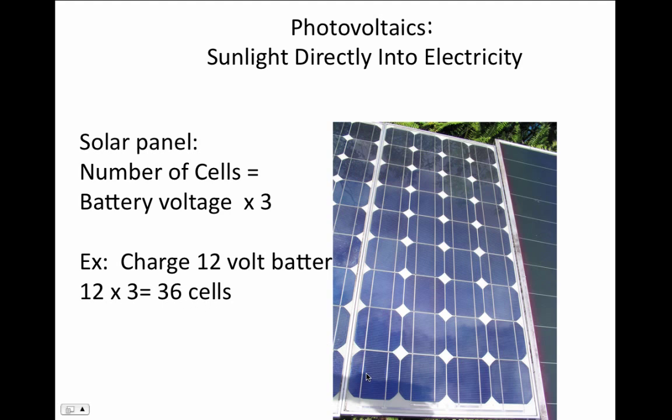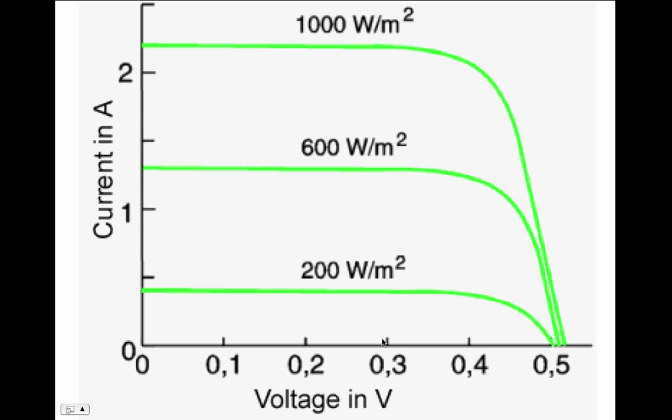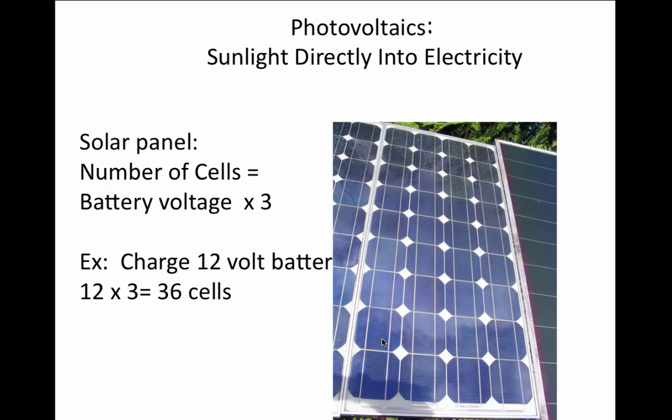So if you take a solar panel and add up the number of cells and it equals 36, you know that solar panel was designed to charge a 12-volt battery. If we look at this one, it's 9 times 4. That's 36 cells, so this is a 12-volt solar panel, and it's one of the solar panels in the system that used to power my place in Hawaii.